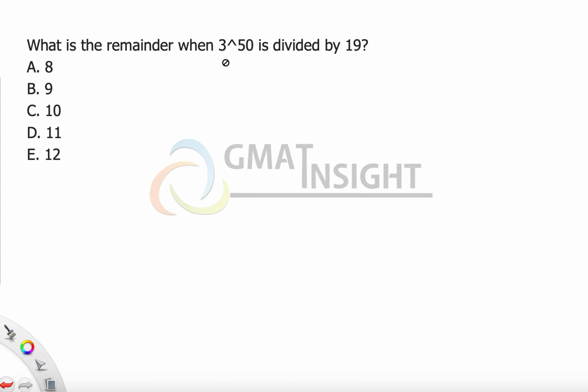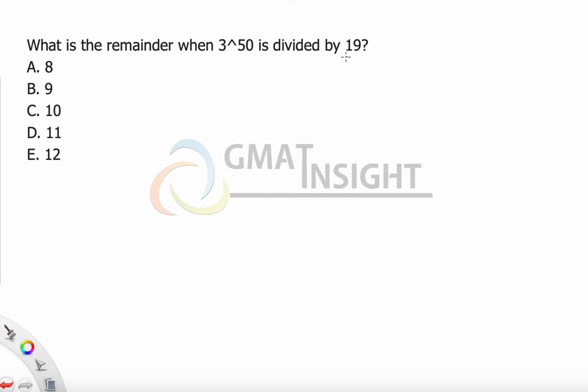What is the remainder when 3 to the power 50 is divided by 19? So it's a pretty difficult question, especially because, number one, we are finding a substantially big power of a prime number, and that is a divisor. And the more important thing here is the denominator.